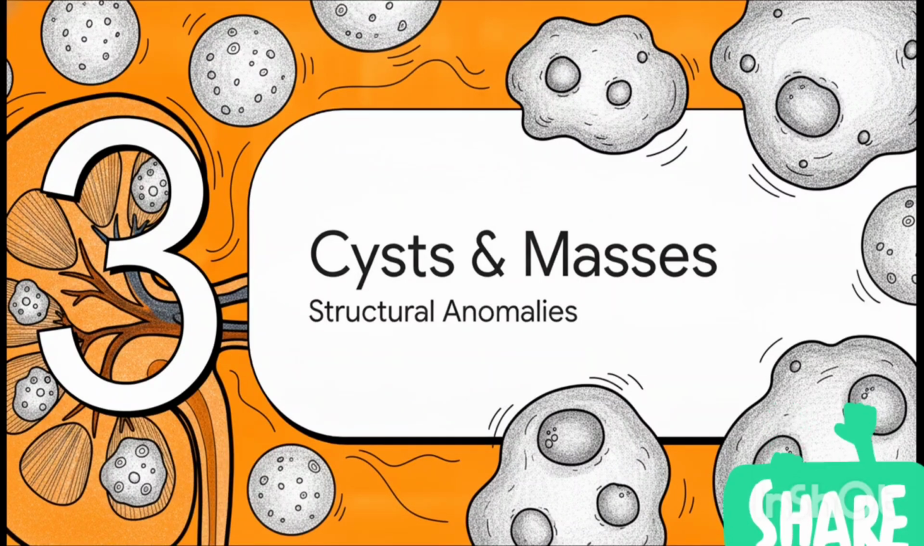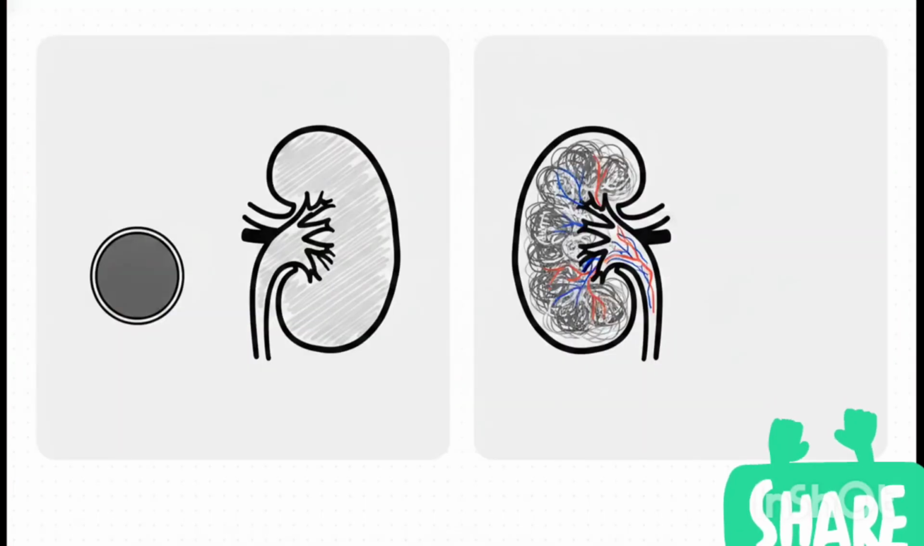Let's transition to Section 3, Cysts and Masses, Structural Anomalies. Here, we're moving away from those plumbing blockages and looking at actual structural growths within the kidney tissue itself. What's absolutely fascinating here is the stark contrast between two very different types of growths. First, we have a simple renal cyst. These are incredibly common, especially in older adults, and they're usually perfectly benign. They appear round or oval, they have a thin, smooth wall, and they are anechoic, meaning they're just filled with simple fluid.